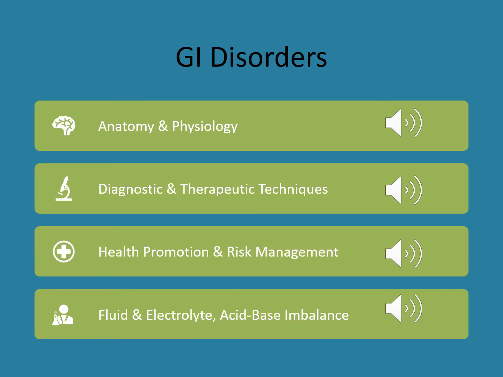Right, getting into our different GI disorders that we're going to talk about. First, you need to have a basic understanding of the anatomy and physiology of the GI system. So, digestion occurs the same in children and infants just as it does in the adult. At the junction of the esophagus and the stomach is the gastroesophageal sphincter.